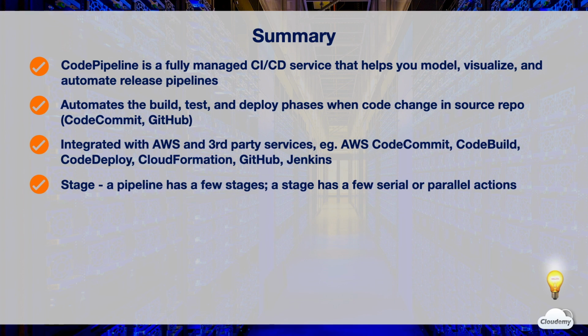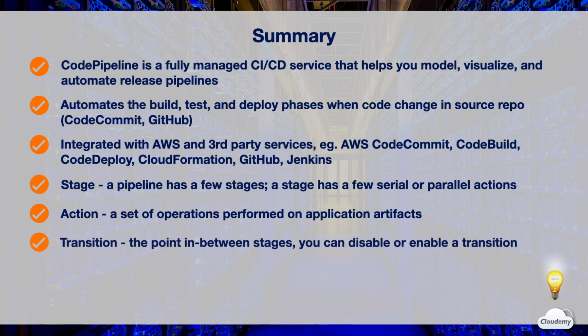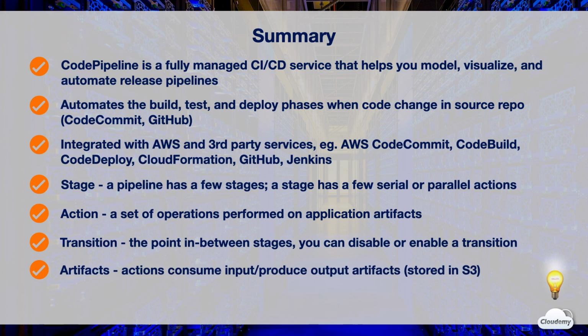Each pipeline contains a series of stages. Each stage contains a series of serial or parallel actions. An action is a set of operations performed on application artifacts. You can have actions run in sequence or in parallel. A transition is the point where a pipeline execution moves from one stage to another. You can disable or enable a transition. An artifact is a collection of application data, such as source code, libraries, dependencies, executables, and definition files. Each action consumes input artifacts and produces the output artifacts. CodePipeline passes the artifacts from one action to another, using an S3 bucket as temporary storage.